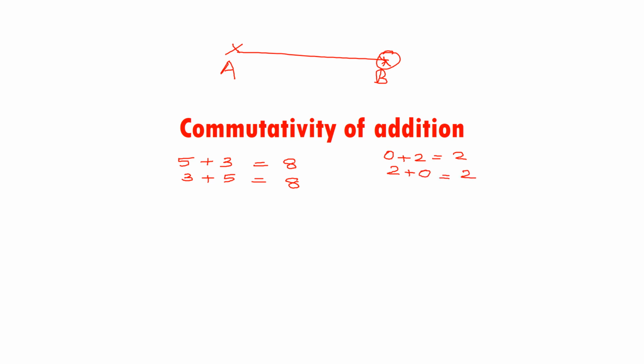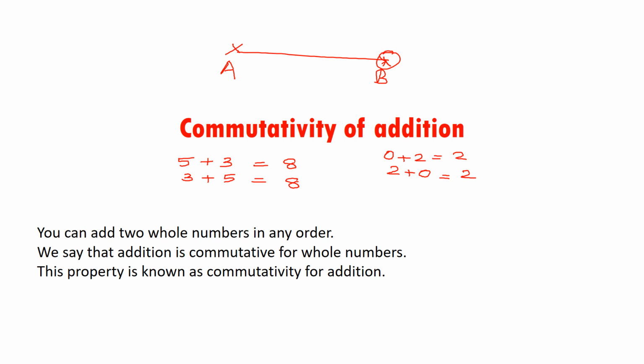That is, any way you do it, the answer is going to be the same. Whether you take this one first or the other one first, whatever the order, the answer is not going to change. That is commutativity of addition.